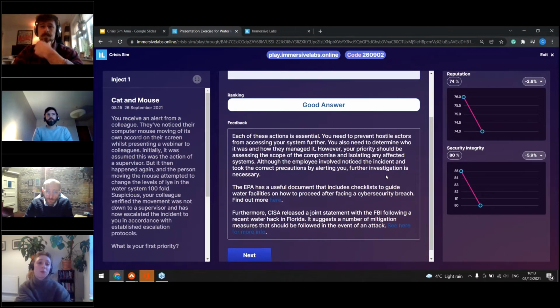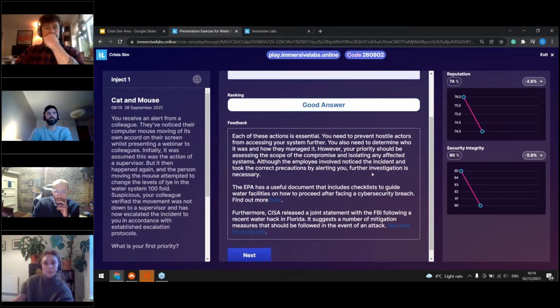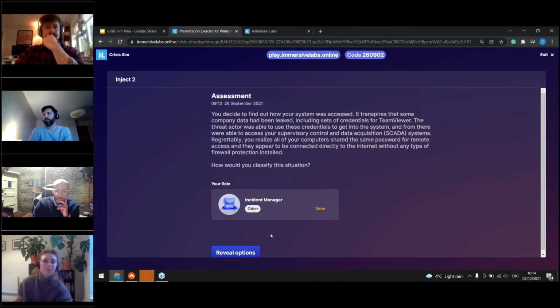So even though all the actions we presented to you are essential, the priority at this point should be assessing the scope of the compromise and isolating any affected systems. So that's a lesson that is applicable across any industry, not just IT/OT. But we've also got some more specific information that will be helpful for anyone that works in this kind of industry. So an EPA piece of documentation guidance, and again, a CISA statement that has more guidance as well. So click through to the next one.